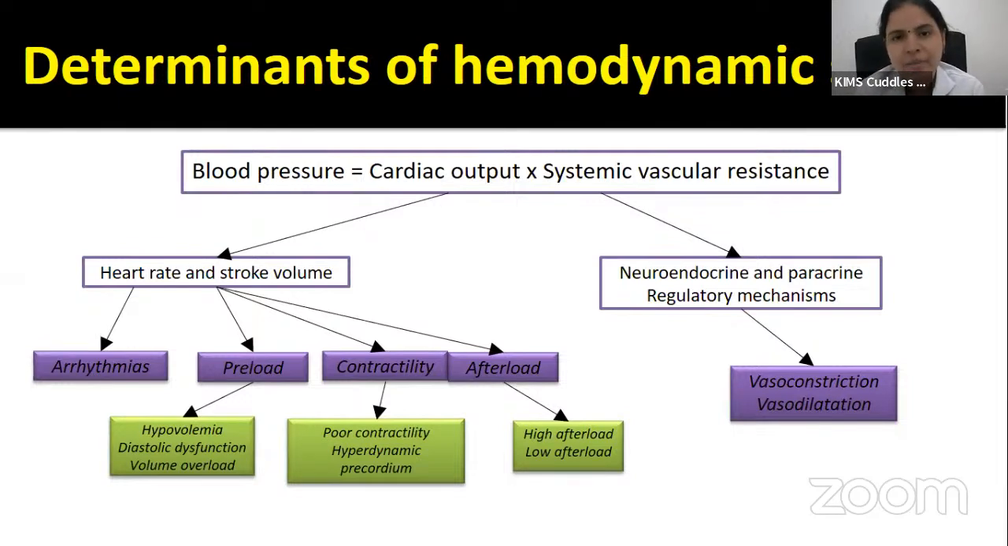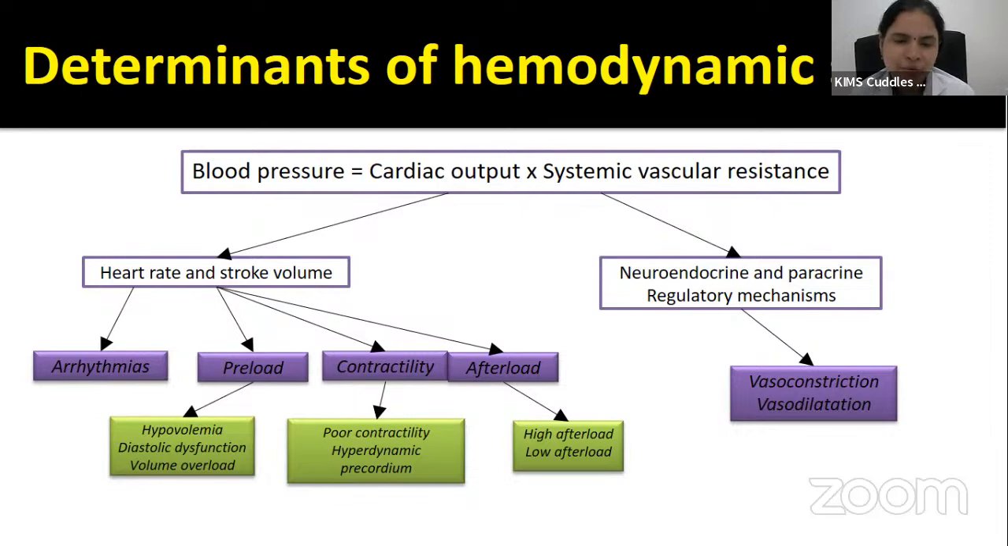Now, heart rate can be affected in conditions as we discussed. When there is arrhythmia, there can be myocardial dysfunction in a tachyarrhythmia, or sometimes even with a bradyarrhythmia, the baby can have effectively a reduction in the cardiac output. Sometimes stroke volume may be the culprit, and stroke volume can be affected if there is a problem in the preload, in the contractility, or in the afterload.